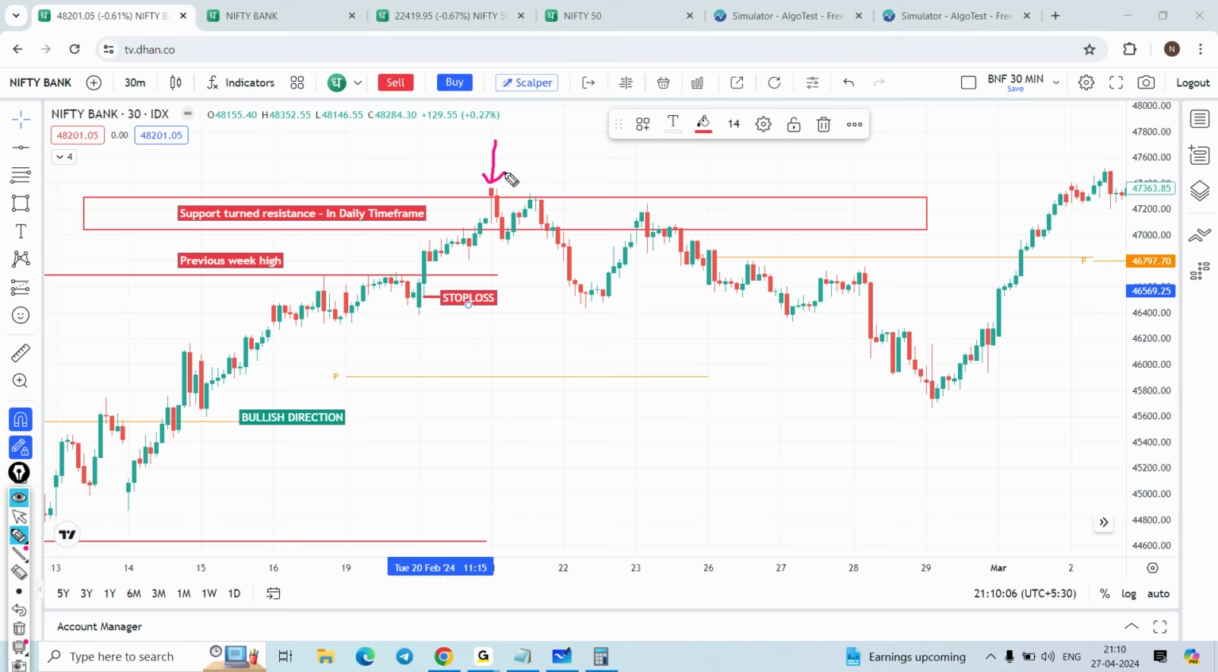Now tell me, is this a strong bullish candle close above the daily time frame supply zone? Yes or no? You have price action knowledge, right? Traders who are in the session, you have price action knowledge, right? That is the reason I'm asking. Assuming you have price action knowledge, now tell me, is this a good bullish candle close? Yes or no?